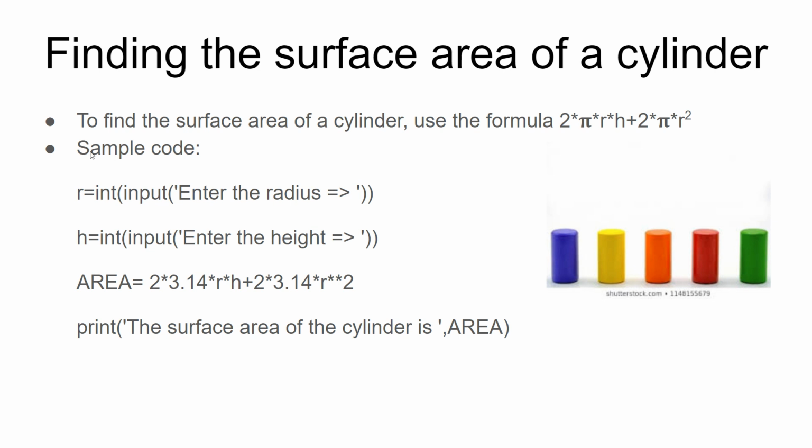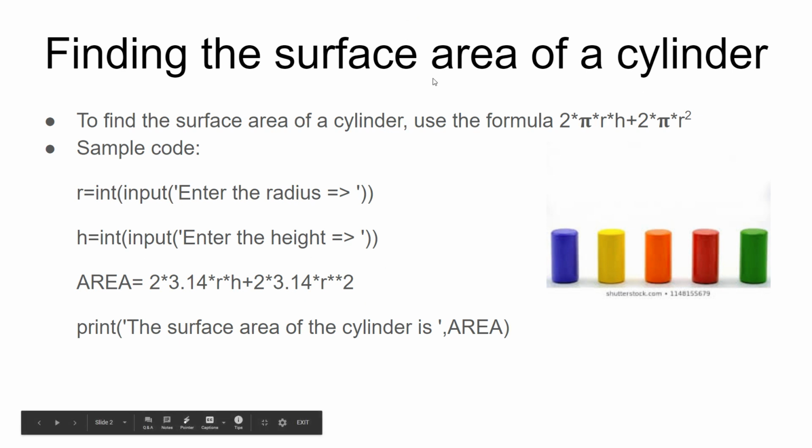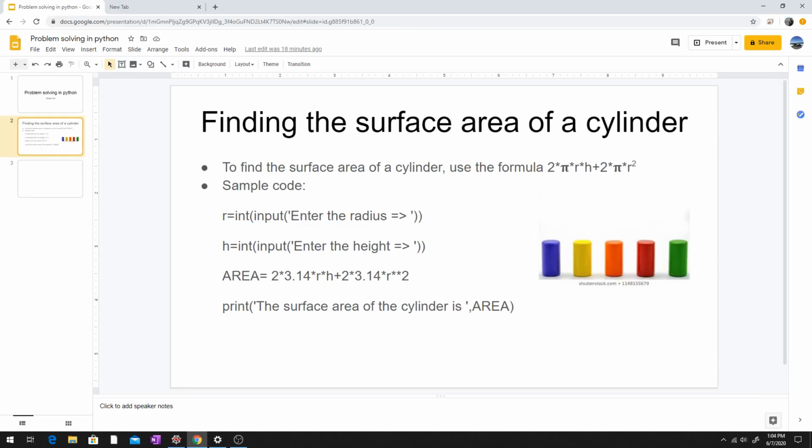To find the surface area of a cylinder you need to use the formula 2 times pi times r times h plus 2 pi r squared. That's how you're going to solve this. And we know that pi is equal to 3.14. So this is the sample code that I have here. This is what you should get. And yeah, so let's hop right into this.